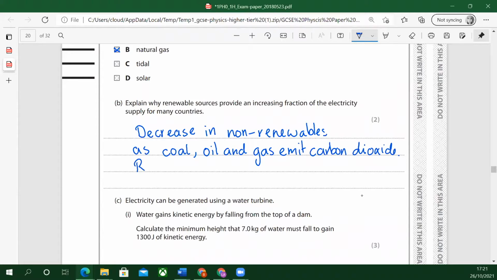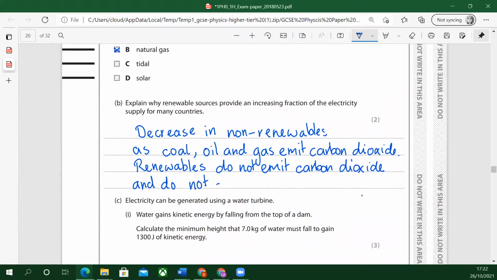So renewables don't emit CO2 and don't contribute to climate change. So renewables do not emit carbon dioxide and do not contribute to climate change.